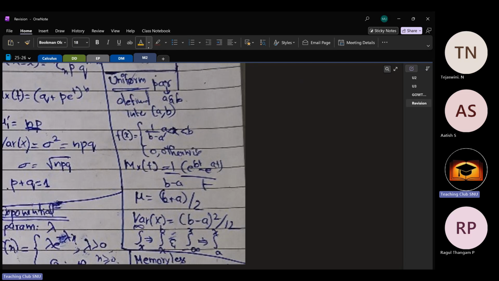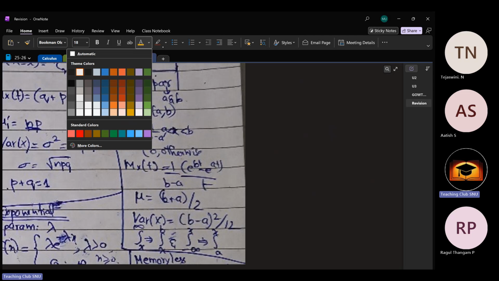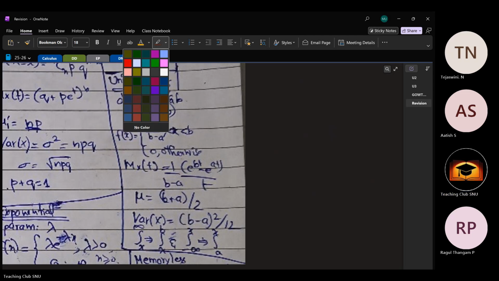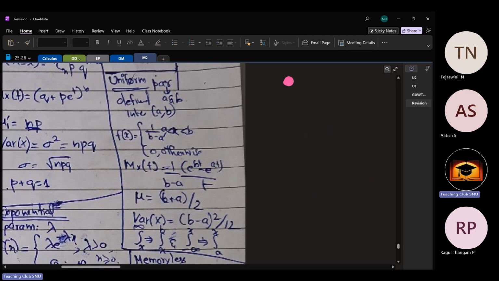Just give me a second. Reduce the pen size. Do I reduce this here? Okay.